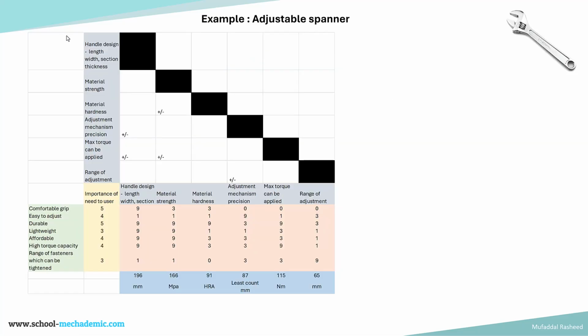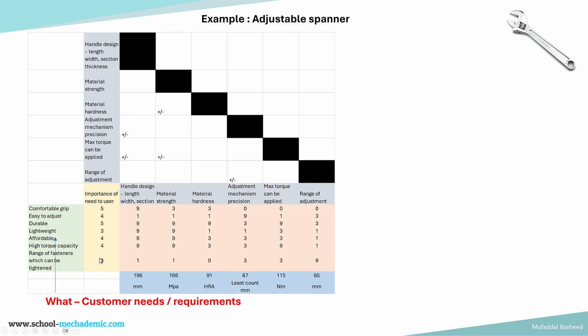Here is a QFD example in an Excel sheet of an adjustable spanner. So here is the list of user needs: comfortable grip, easy to adjust, durable, lightweight, affordable, high torque capacity, range of fasteners which can be tightened.